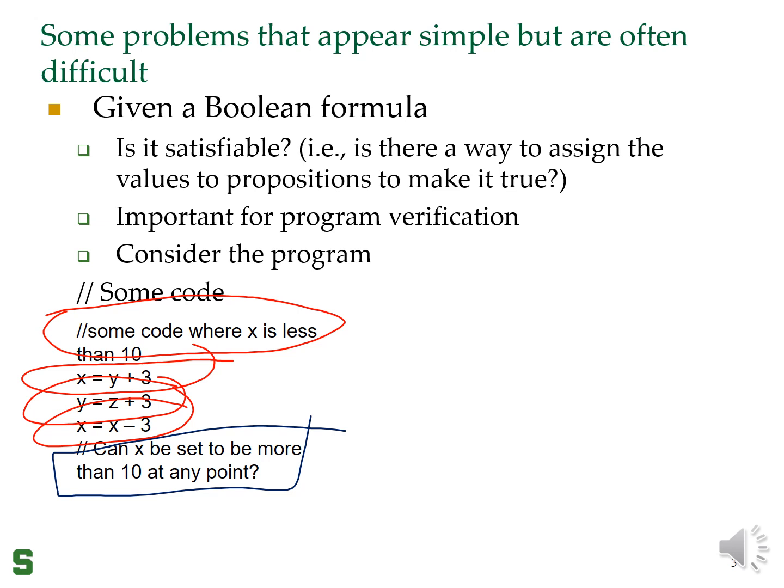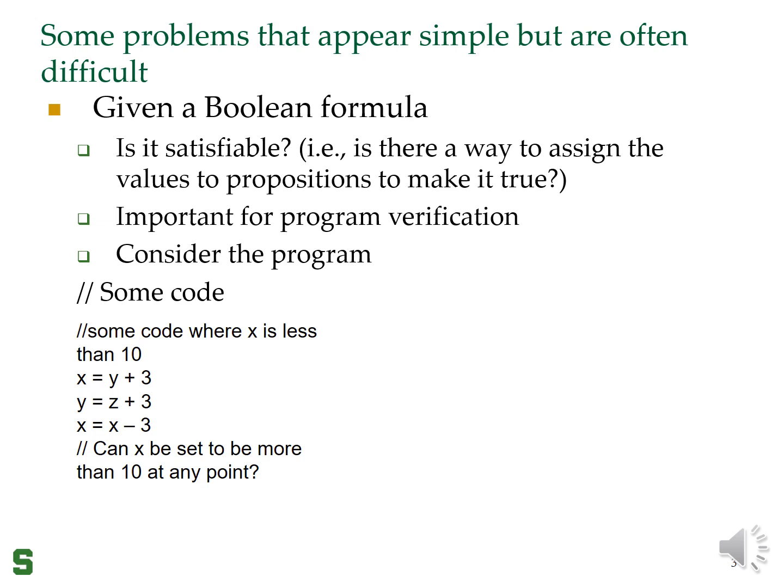Now we can create a formula to help us answer this question. So let's see how we can do that. So here I have x is less than 10. So I can write a formula that says x is less than 10. Now let's see what this statement does. The next statement, x is equal to y plus 3. What does it do? It changes x to y plus 3 and leaves everything else unchanged.